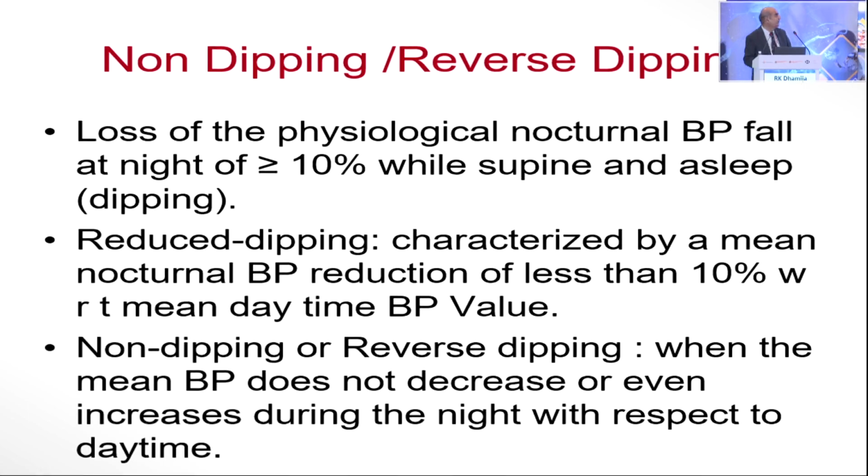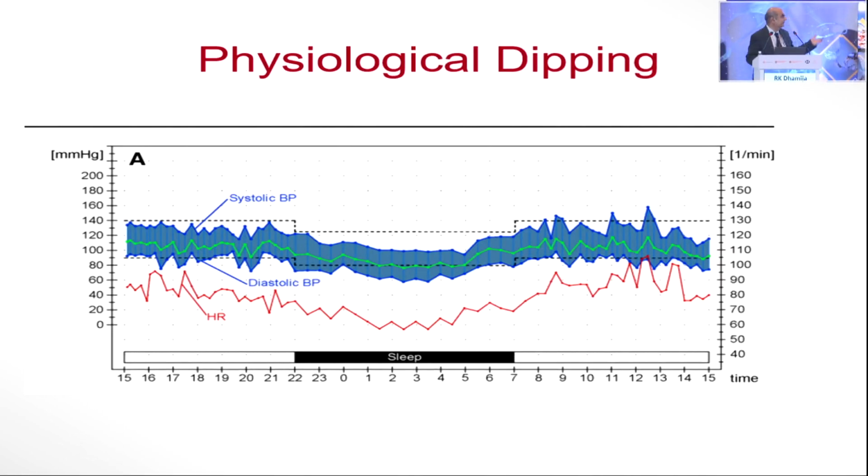So, the concept of non-dipping and reverse dipping. Normal physiological dipping is when, as you sleep, there is more than 10% dipping, which is a normal phenomenon during sleep. Reduced dipping is when it is less than 10% with respect to the mean daytime BP value, and reverse dipping is when the BP does not decrease or even increases during the night time with respect to the daytime. Supine hypertension is one of the features of reverse dipping, and that can lead to increased morbidity and mortality. So that shows the normal physiological dipping when we sleep.